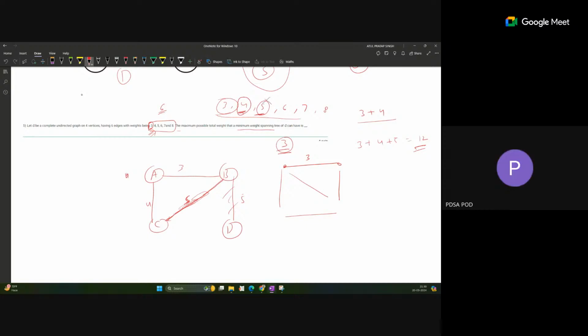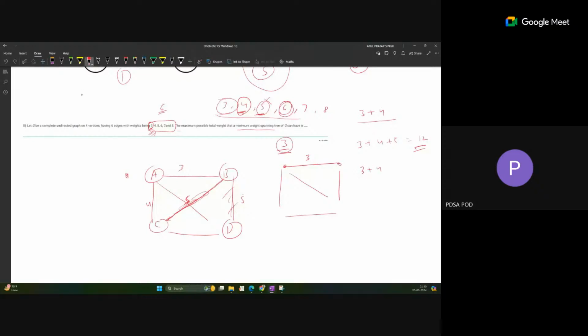Then you have to select the next one. The next one definitely will not create a cycle, because you have one possibility, 5, which is already creating a cycle between this A. Now the next edge cannot create a cycle with the same graph. So definitely the next edge will come in the remaining part, either this edge or this edge, not creating any cycle. So this will be picked as the next weight.